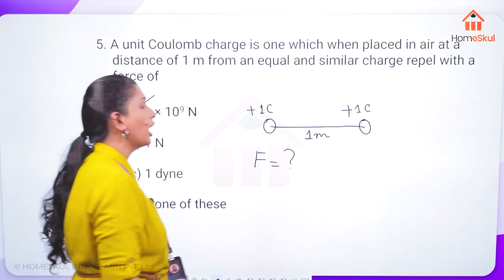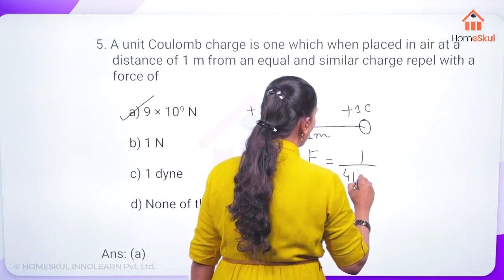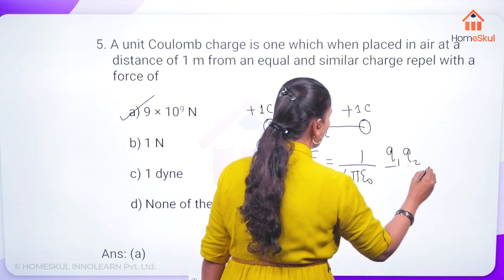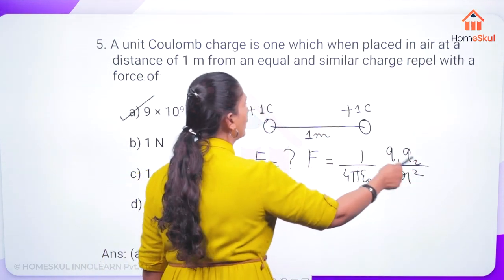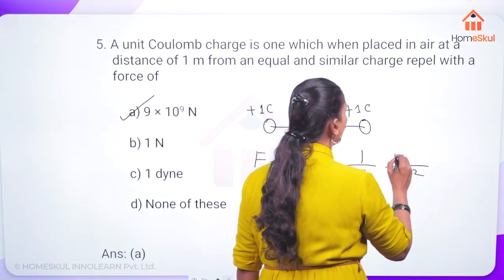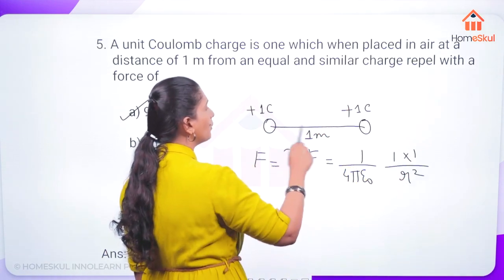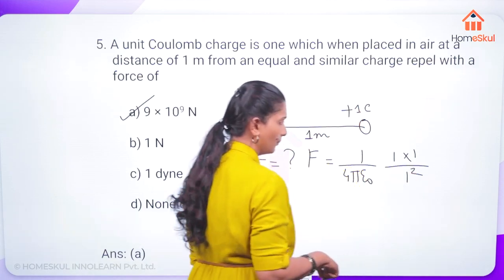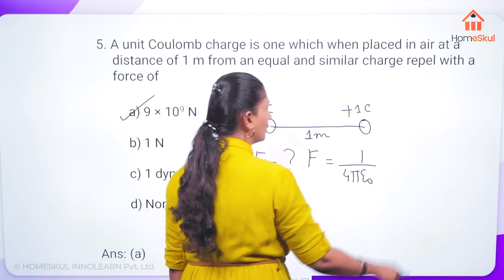Why? Because F is equal to 1 by 4 pi epsilon 0 Q1 Q2 by R square. This is the equation. Here Q1 and Q2 both are plus 1, right? So making this 1 into 1. And you have the distance between them to be 1 meter, so again this is made 1 square. So the whole term has become 1 here now, right?